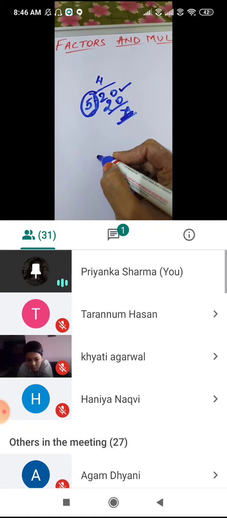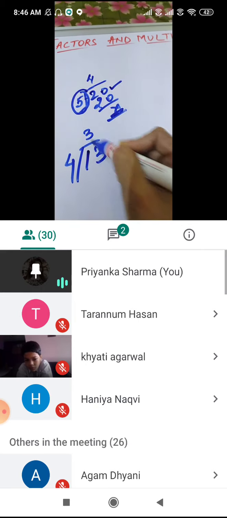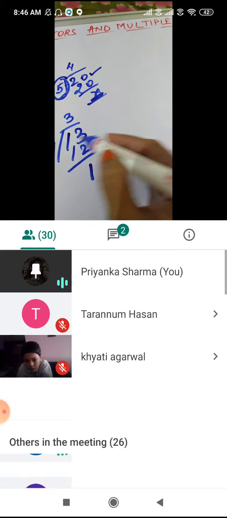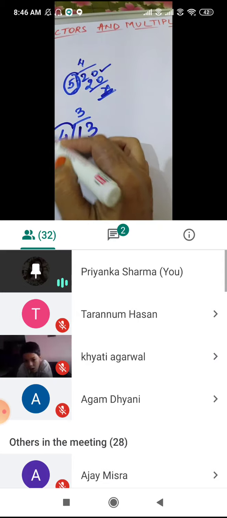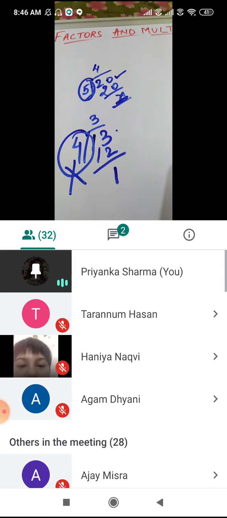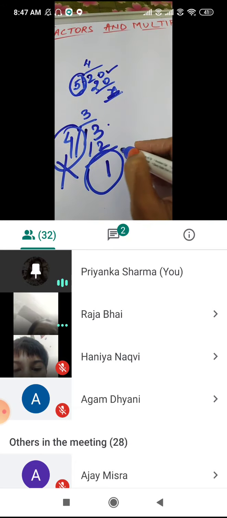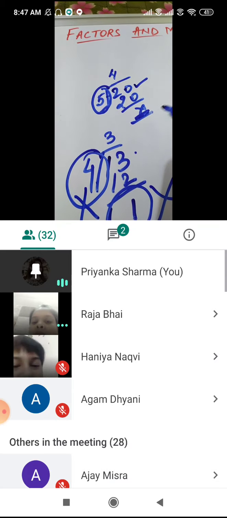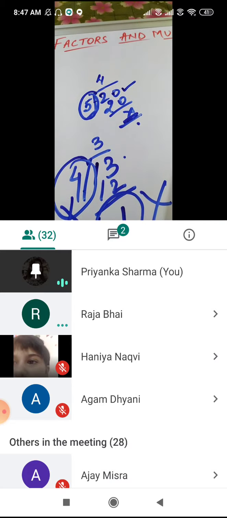Now if we say 13 divided by 4, 4 threes are 12. That means 1 is the remainder which is left. This shows that 4 is not the factor of 13. Why is it not the factor? Because there is a remainder left. And whenever the remainder is left, the number is never the factor. When no remainder is there, the number is called the factor. Is that clear? Let's move forward now.